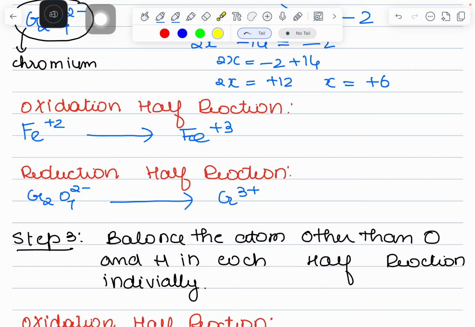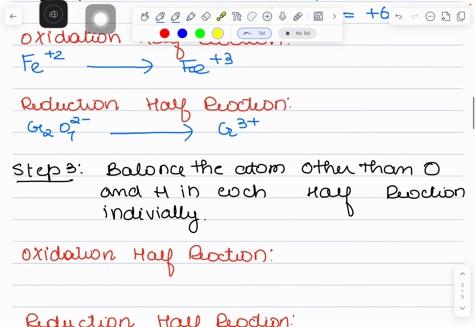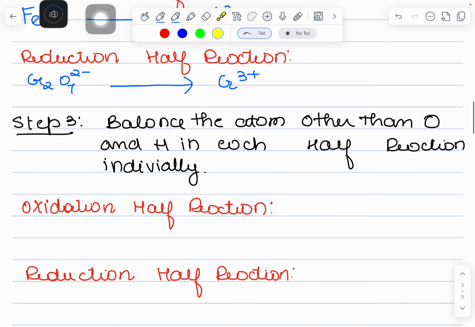So step 1 is to get the ionic equation. Later on, separate the reaction into the oxidation half reaction and the reduction half reaction. Let's see step 3: balance the atoms other than oxygen and hydrogen in each half reaction.